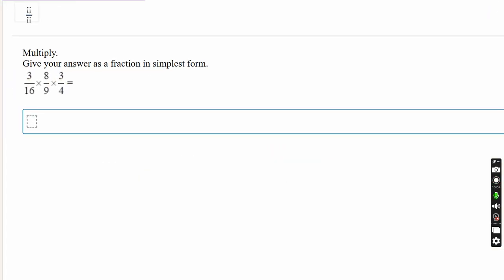Okay, here as well, try to simplify first. Can I cancel anything with 16? Yes, I can, because I know in the multiplication of 8, there is 16. So I can divide here by 8, and I can divide above by 8. Okay, so let's rewrite that. So it will become 3 over 2 times 1 over 9 times 3 over 4.